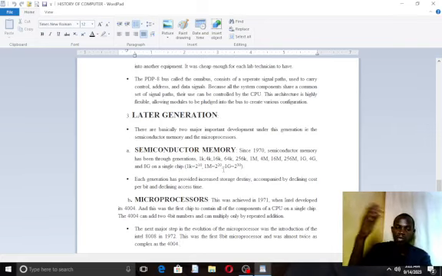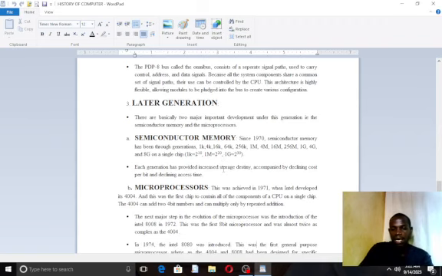For example, from 1 kilobyte to 8 gigabytes on a single chip, and nowadays we also have 16 gigabytes, 32 gigabytes, and so on. So each generation has provided increased storage density accompanied by declining cost per byte and declining access time.